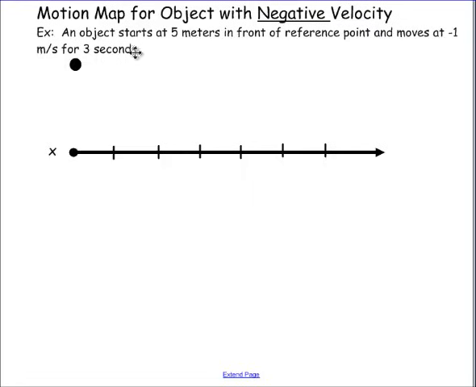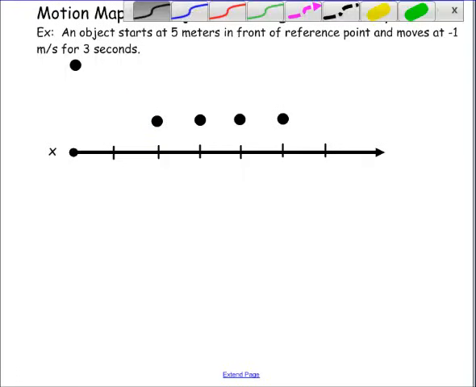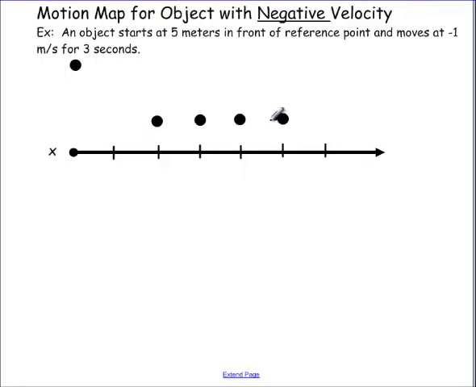So in this example, if an object starts at 5 meters, 1, 2, 3, 4, 5, here's its starting point, 5 meters in front of the reference, and it moves at negative 1 meter per second for 3 seconds. So at time 1, it would be at 4 meters, time 2, and time 3. Again, we would need to go back and draw arrows to show the direction of the motion, because without the arrows, it's impossible to tell if it's a positive or a negative velocity.